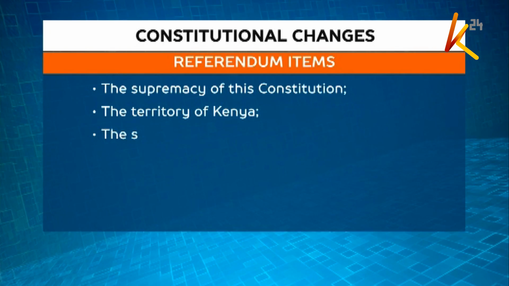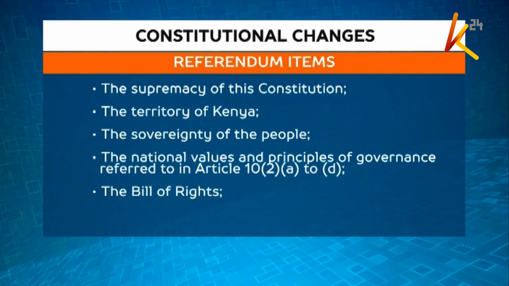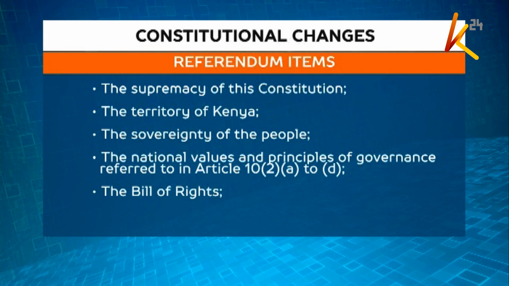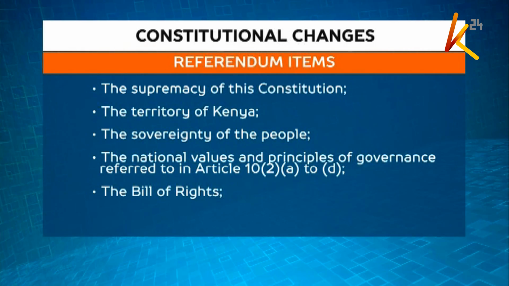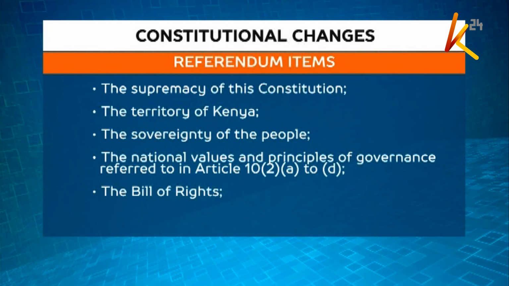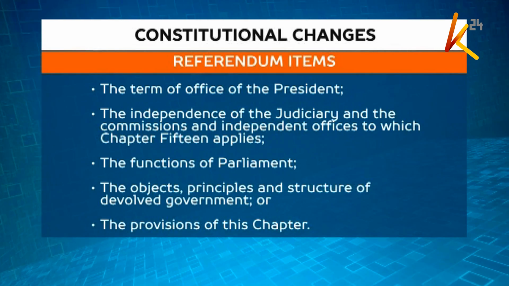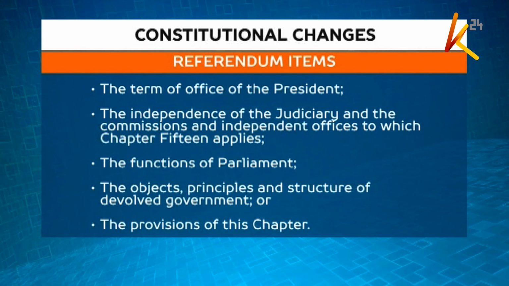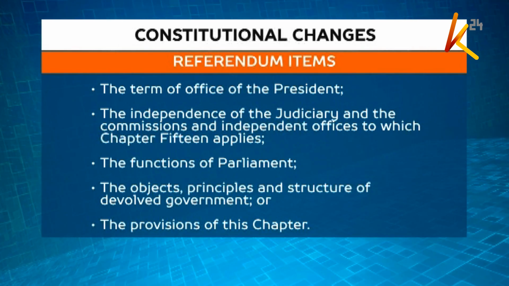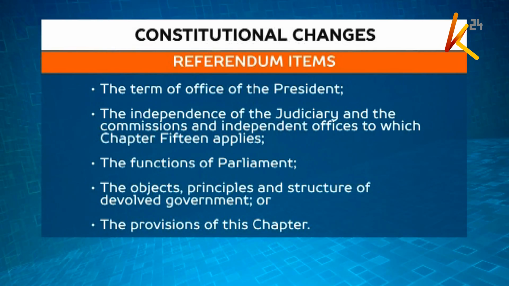However, not all amendments require referendum, according to Chapter 16 of the Constitution. Article 255 lists items that require referendum as follows: the supremacy of this Constitution, the territory of Kenya, the sovereignty of the people, the national values and principles of governance, the Bill of Rights, the term of office of the President, the independence of the judiciary, and the commissions and independent offices to which Chapter 15 applies, the functions of Parliament, the objectives, principles and structure of devolved government, or the provisions of the Constitution.